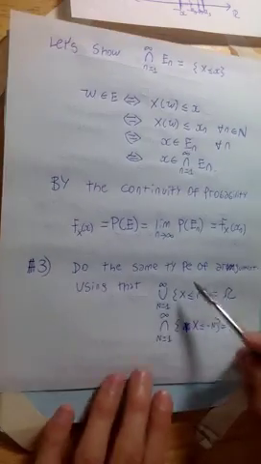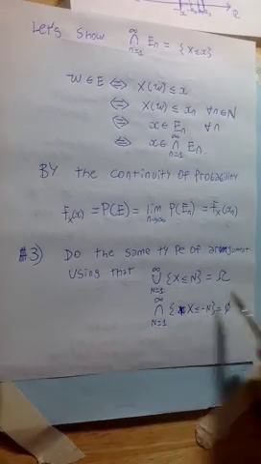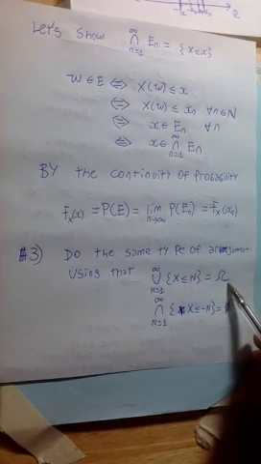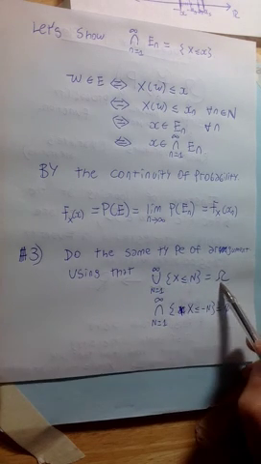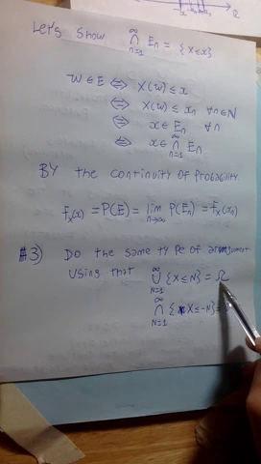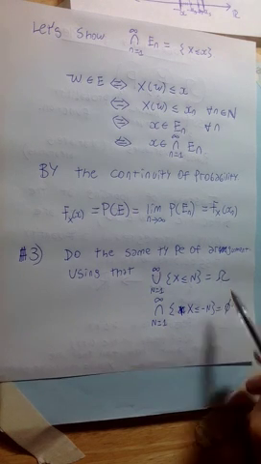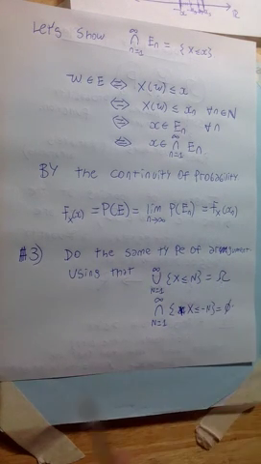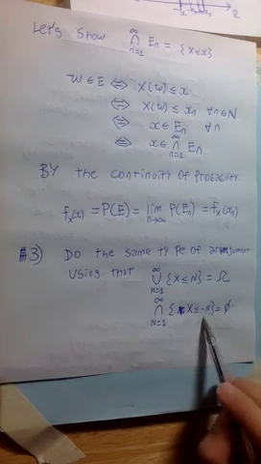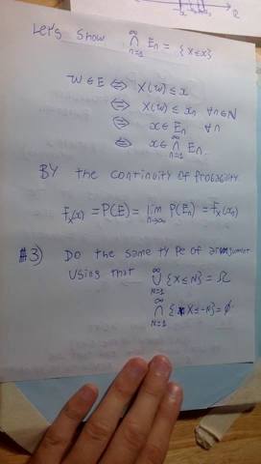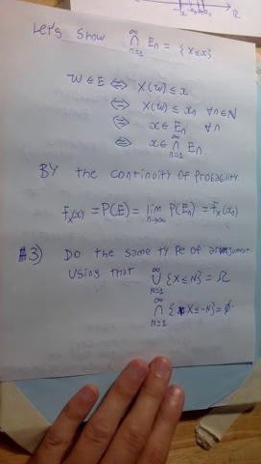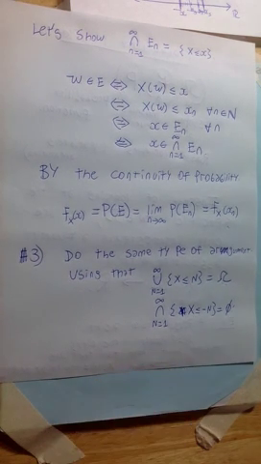Okay, so this is an increasing sequence that is going to the full set Omega. So then the probability of this is going to be equal to the probability of Omega, which would be equal to 1. And if you go to the left, the limit of the probability of this will be the probability of the empty set, which is equal to 0. Okay.